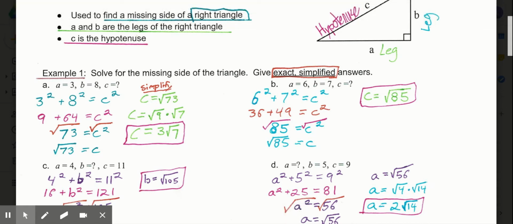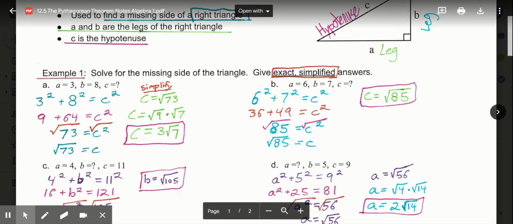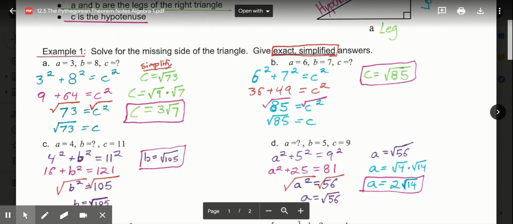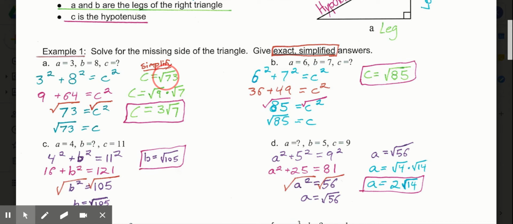We'll set it up as a squared plus b squared equals c squared. 3 squared plus 8 squared equals c squared. 9 plus 64 is 73. So c squared is 73, meaning c is the square root of 73. Now we want to look at the square root of 73 and see if we can simplify that using perfect squares. Square root of 73 is the square root of 9 times 3, which simplifies to 3 square roots of 7.